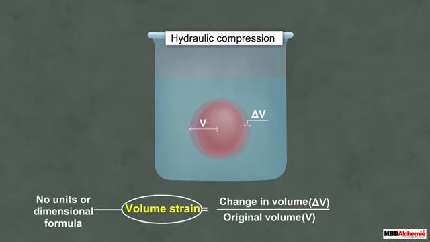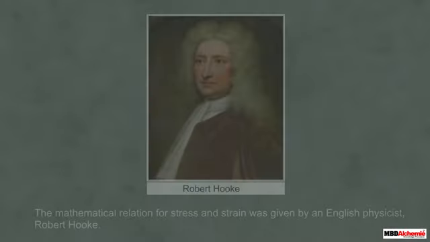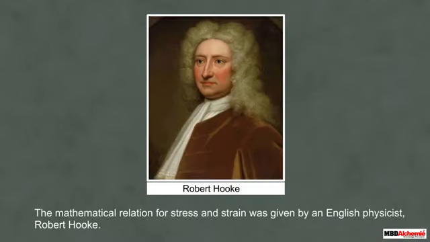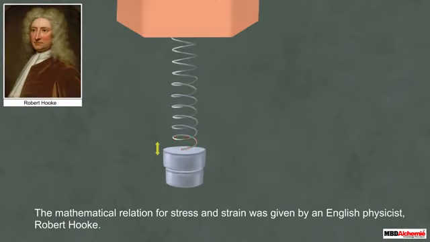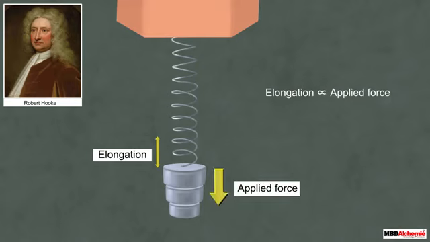Strain has no units or dimensional formula because it is the ratio of the change in dimension to the original dimension. The mathematical relation for stress and strain was given by an English physicist, Robert Hooke. He performed experiments on springs and found that the elongation, change in length, produced in a body is proportional to the applied force. He presented his law in 1676, which is known as Hooke's law.